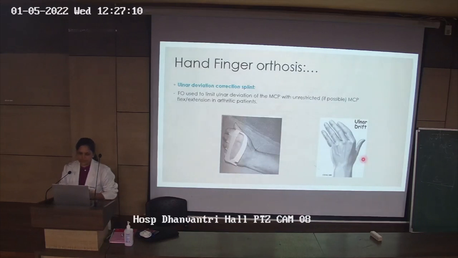Then the ulnar deviation correction splint. Ulnar deviation is mainly seen in rheumatoid arthritis patients. This orthosis is used to limit the ulnar deviation of the metacarpophalangeal joint with unrestricted, if possible, MCP flexion or extension in arthritis patients. The thing is, the ulnar deviation is happening because of the radial deviation of the wrist. So you always have to see the wrist also and the metacarpophalangeal joints also. Accordingly, along with range of motion exercises and mobilization exercises, we can prescribe these orthoses.